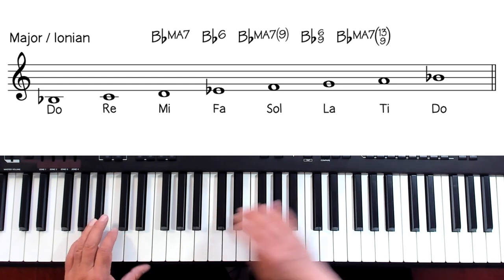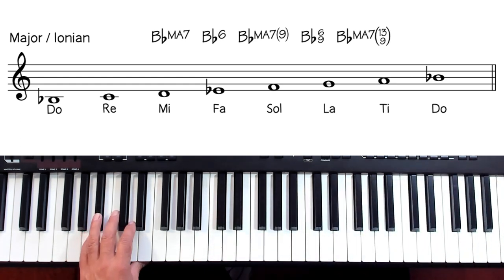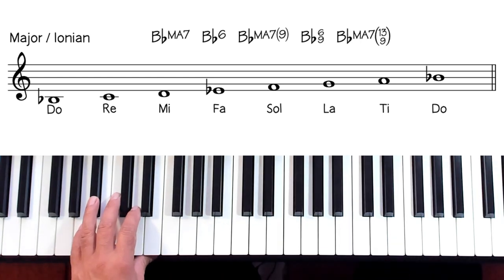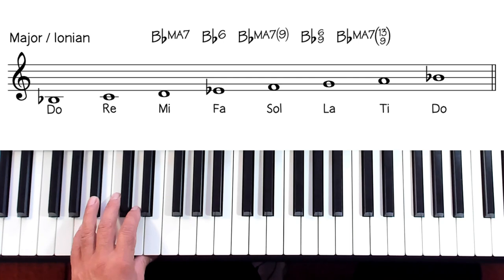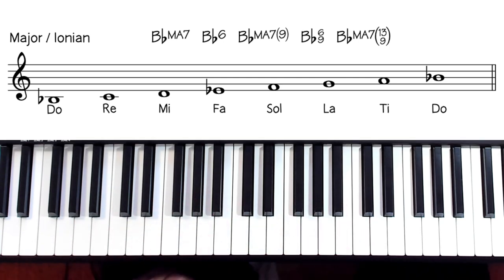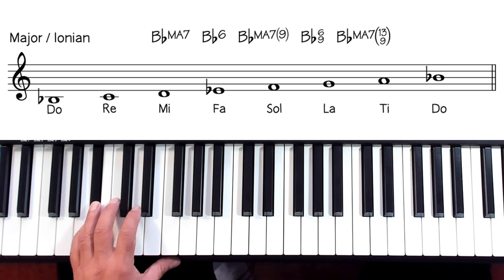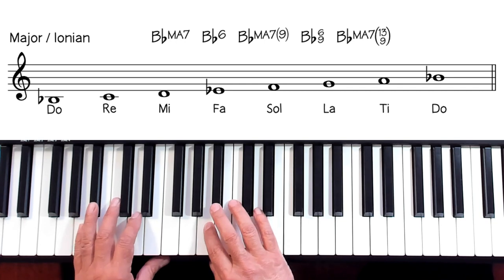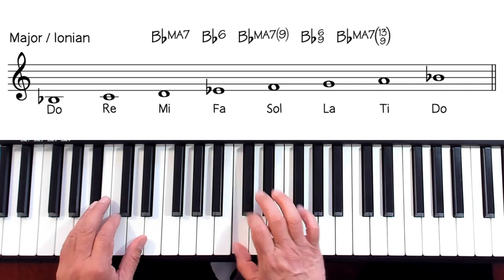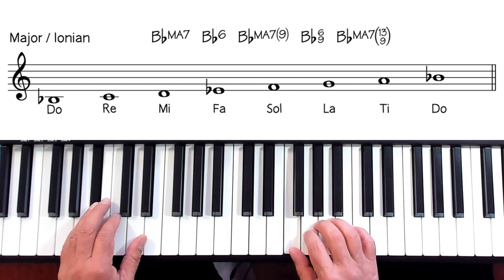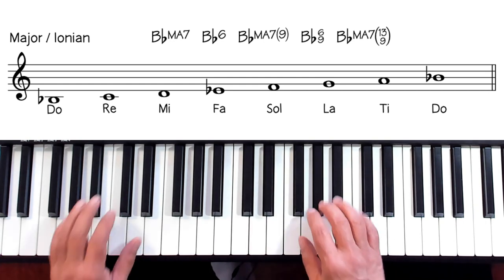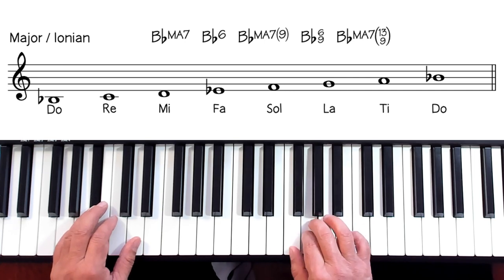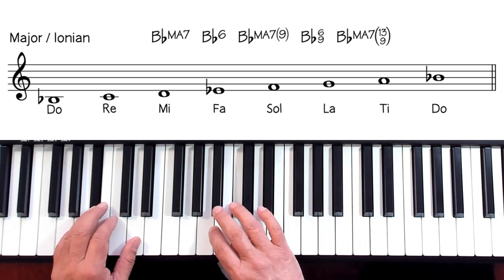Key of B flat, and let me see if I can make my keyboard even better, I can zoom in. Okay, I think that's even better. So we're going to sing the scale, going up and down. Descending: do, ti, la, sol, fa, mi, re, do.